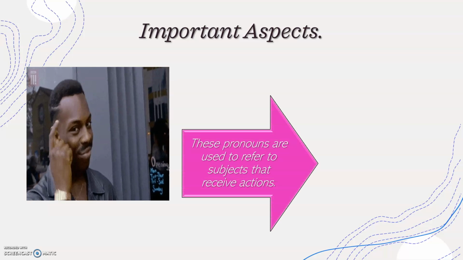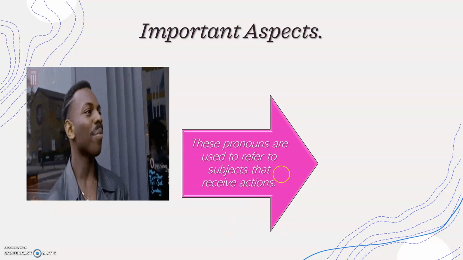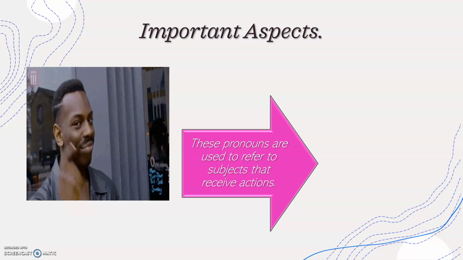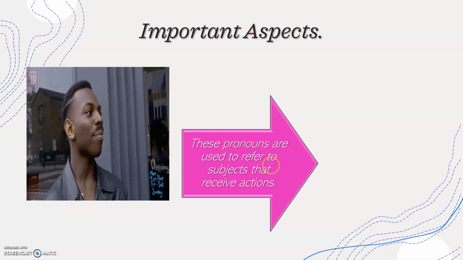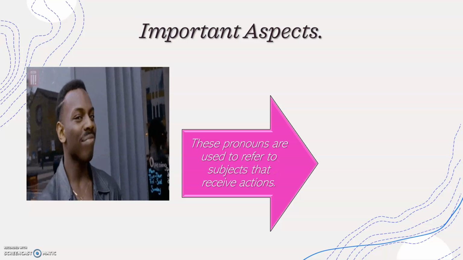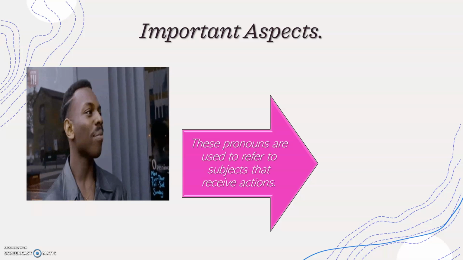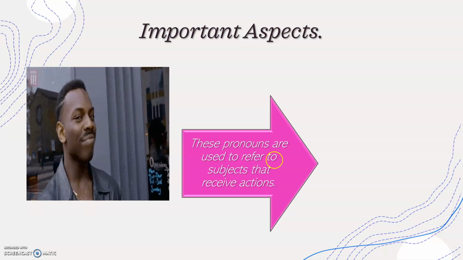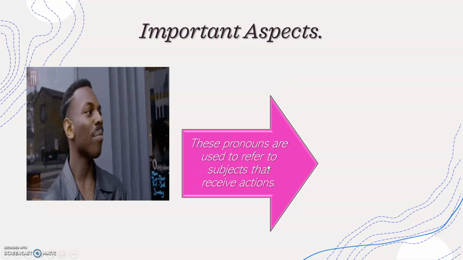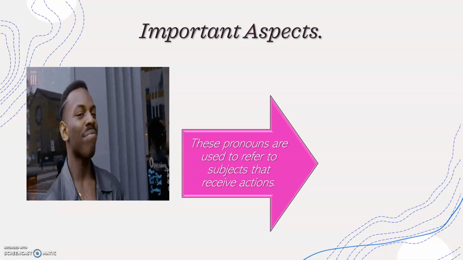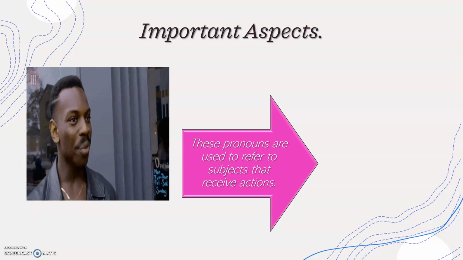Now guys, these pronouns are used to refer to subjects that receive actions. As I said before, subject pronouns are the ones who do actions. They are the ones who make something. They are the ones who make things. In the case of object pronouns, they are the ones that receive actions. In most cases, they are the ones that receive actions that come from the subject pronouns.